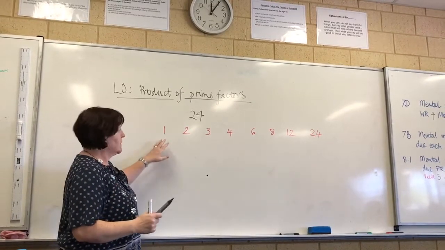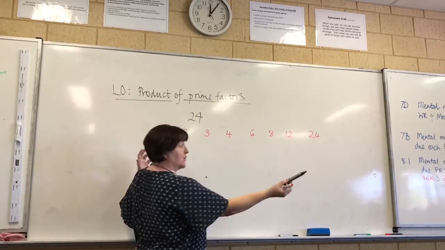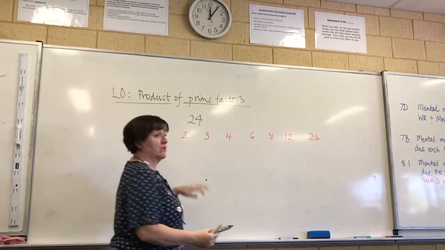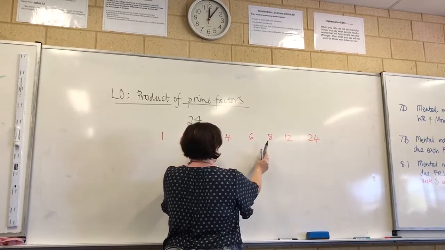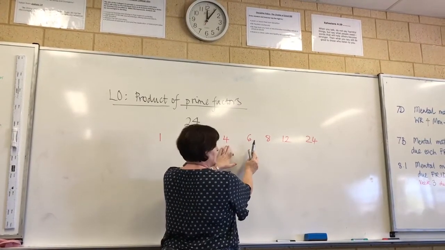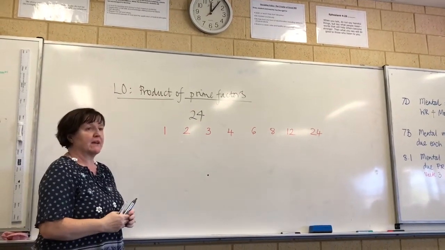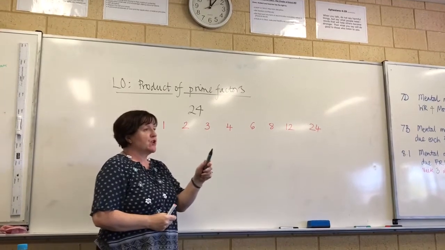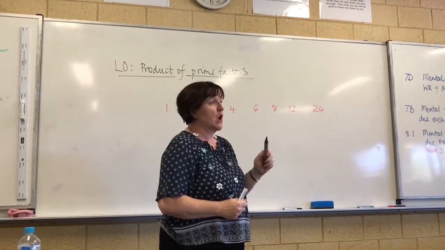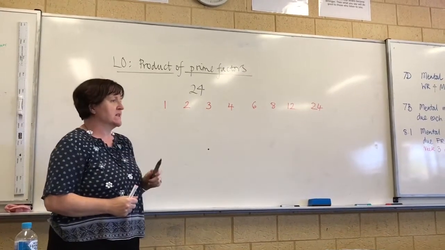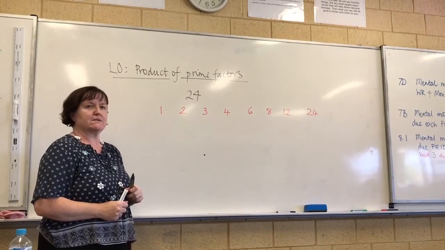We all agree? Because 1 times 24 is 24. 24 times 1 is 24. 2 times 12, 12 times 2, 3 times 8, 8 times 3, 4 times 6, 6 times 4. Okay, so there are 8 factors altogether. Using what you know about prime numbers, which of those factors would you say are prime factors?